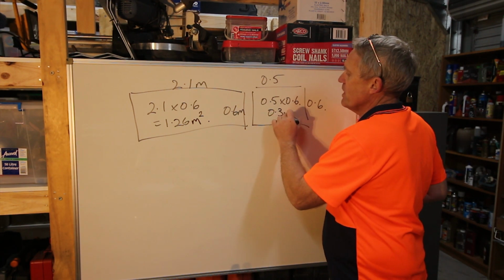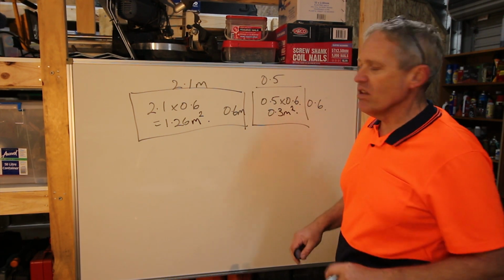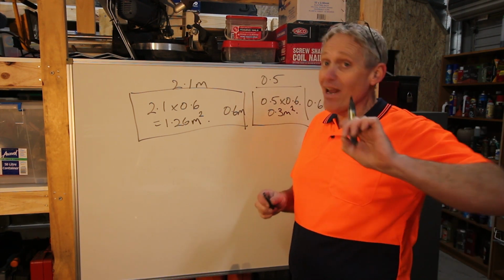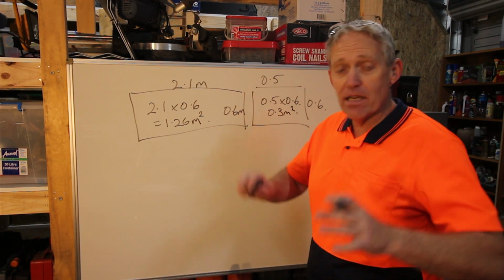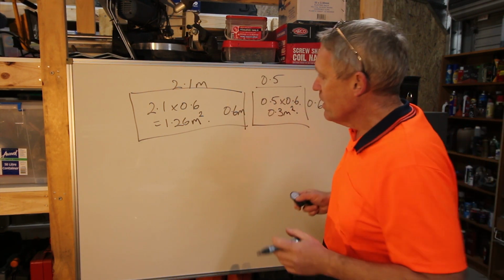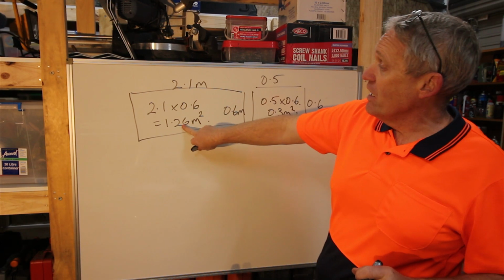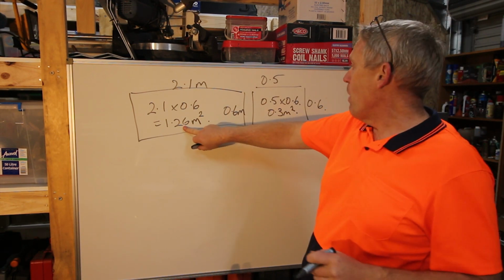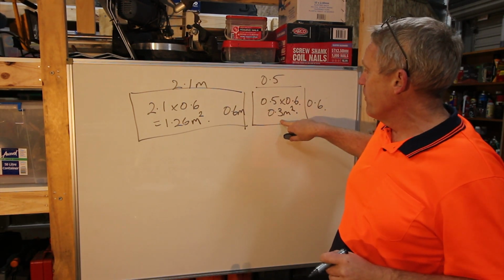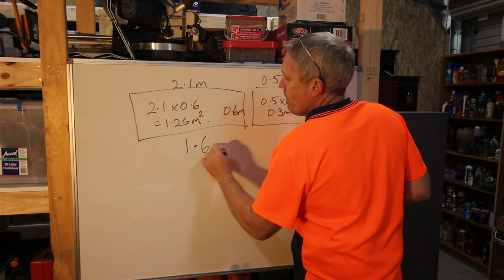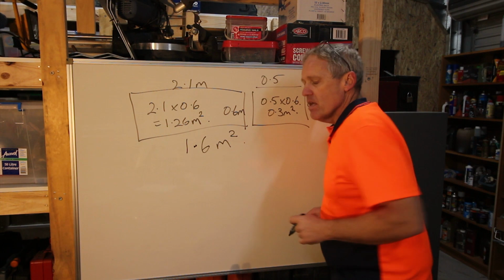about 0.3 meters squared. So look, it's not an exact science. It doesn't have to be to the 0.001 of a meter, or foot squared, whatever. Close enough's good enough in this case. So we're looking at roughly 1.3 plus 0.3, which gives us roughly about 1.6 meters squared.